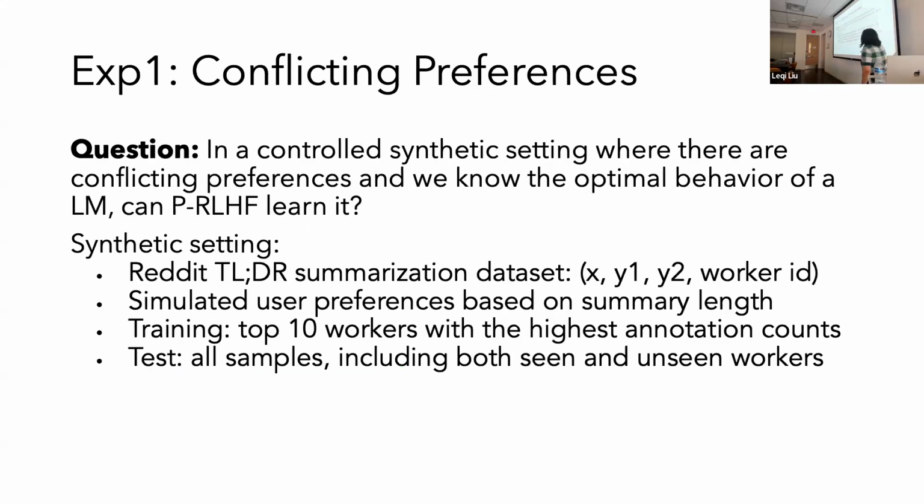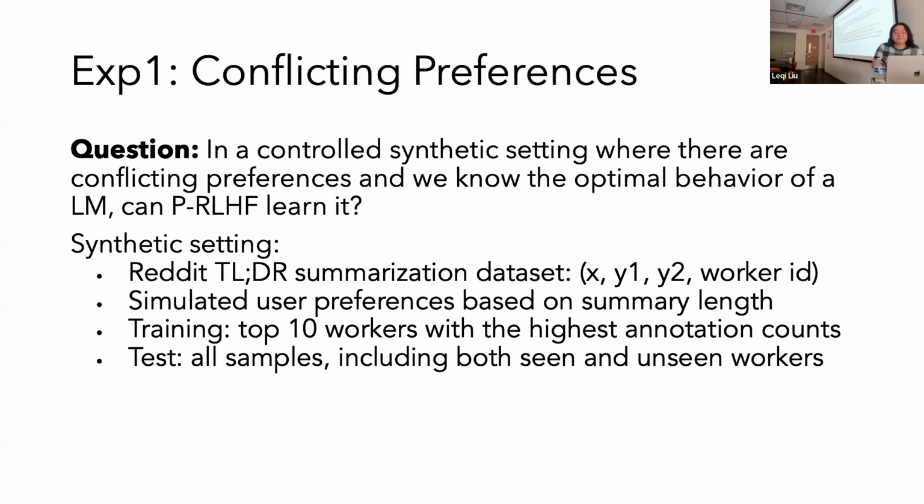So just a quick discussion about the training setup. We have 10 workers. We find the top 10 workers. We also tried the same experiment on top 40 workers. The behavior is similar, but for now, let's just say there are top 10 workers in our training data set. And then in the test set, we have the test split for these top 10 workers, as well as the other unseen workers.